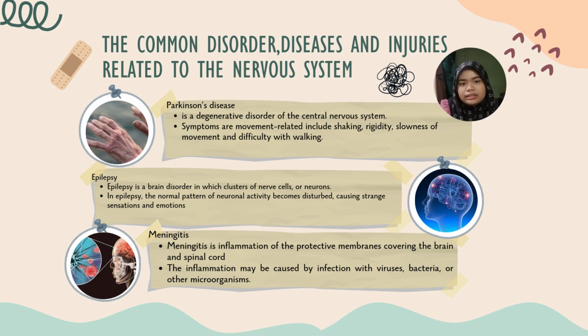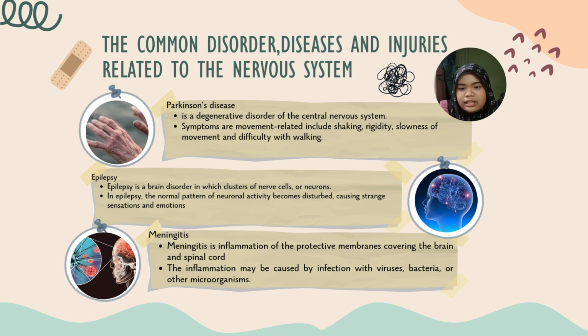The common disorders, diseases, and injuries related to the nervous system. The first one is Parkinson's disease. It's a degenerative disorder of the central nervous system. Symptoms are movement related. These include shaking, rigidity, slowness of movement, and difficulty with walking.